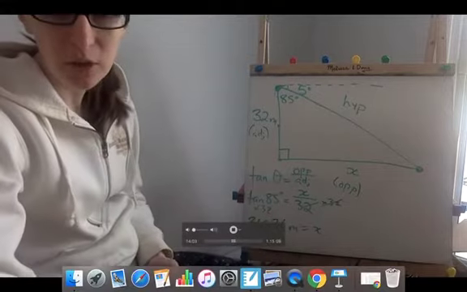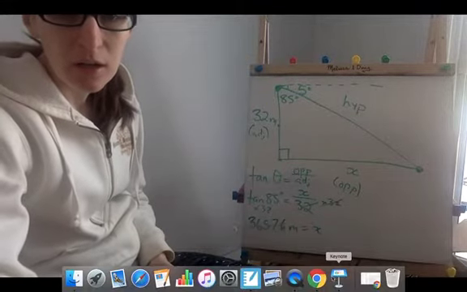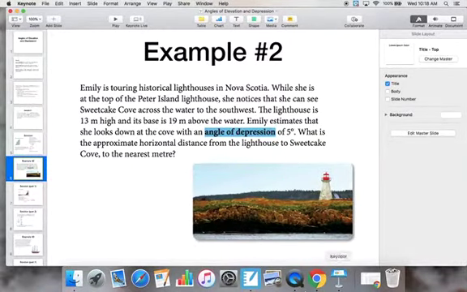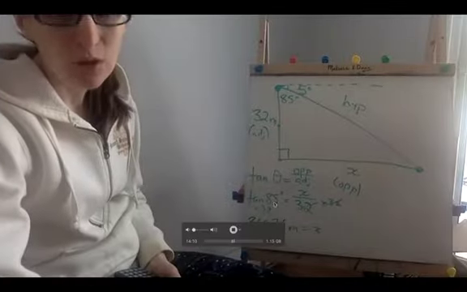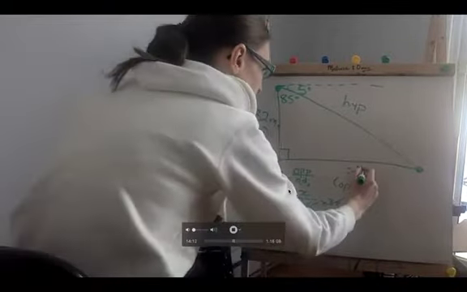And if we quickly check the question again, it says nearest meter. So if it's nearest meter, we're going to be rounding that value up to 366.